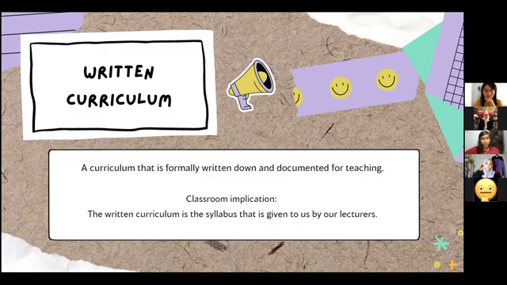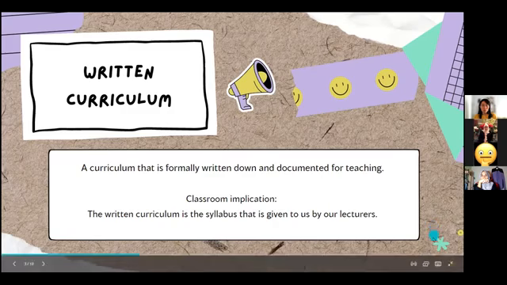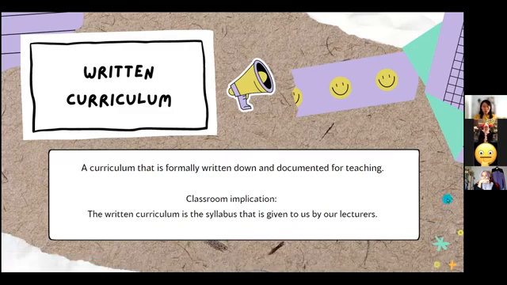Next, we have the written curriculum. This is a curriculum that is formally written down and documented for teaching. So for written curriculum, it's like whatever is being written. It refers to the lesson plan or syllabus written by the teacher. And yeah, it's everything that's written down.